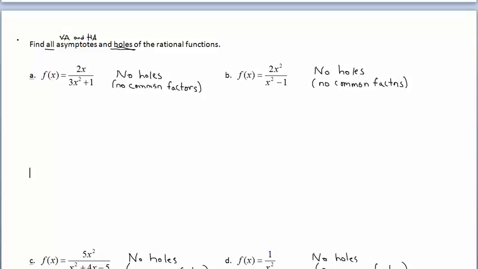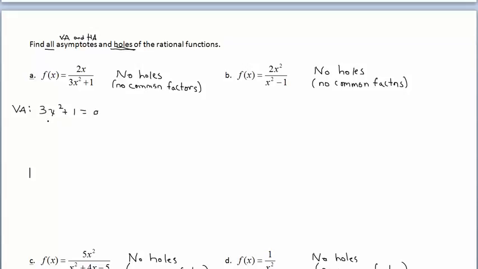Picking up where we left off, we've already explored if we have holes or no holes. Now it's time to look at all asymptotes, vertical and horizontal. So for each problem, I'm going to start with the vertical asymptotes. Vertical asymptotes occur where the denominator equals 0, but not the numerator. So in all of these cases, we're going to set the denominator equal to 0 and solve.